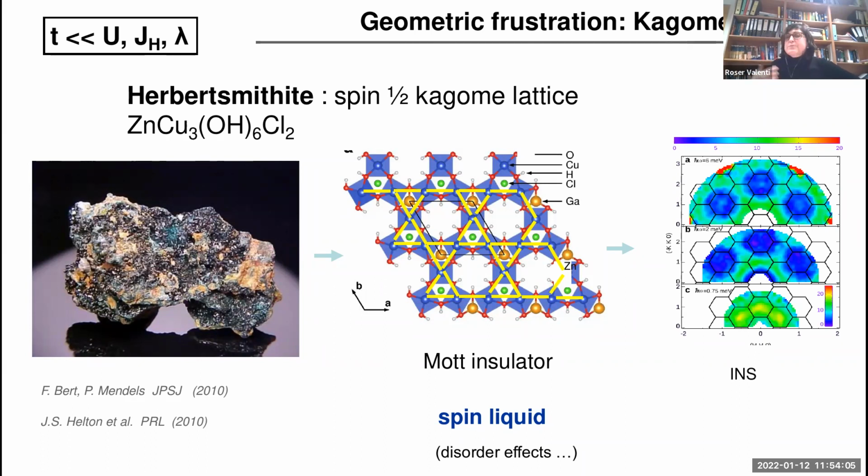However, and this was in the discussion previously, one has to be very careful about the materials, because there are issues about anti-site disorder and many other issues that could spoil the true intrinsic nature of having a spin liquid. So these are issues that are very intensively discussed in this material.